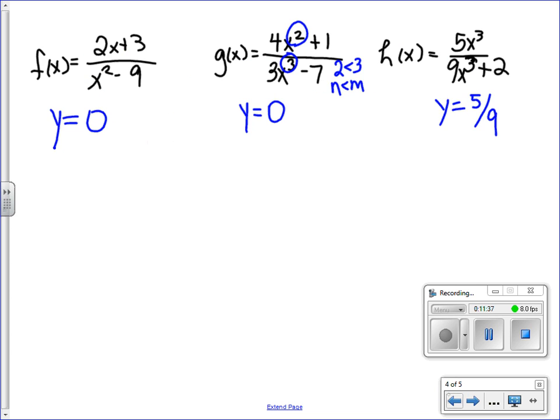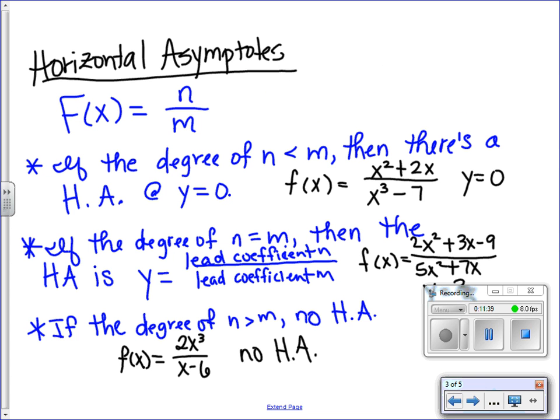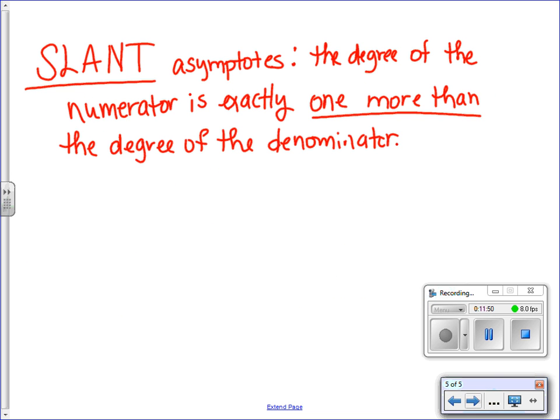If n is greater than m, there's no horizontal asymptote. So you can't have a horizontal and slant in the same problem. Now, if the numerator is like y equals x to the 12th, and the denominator is y equals x squared, no. It has to be exactly one more. So how do we find out what it is? You're going to love this part.